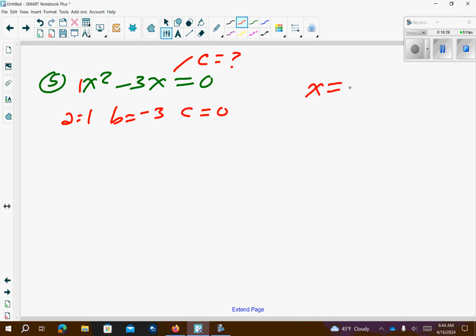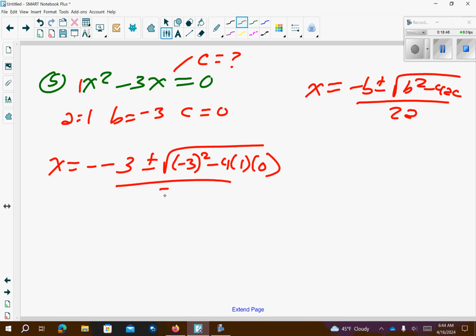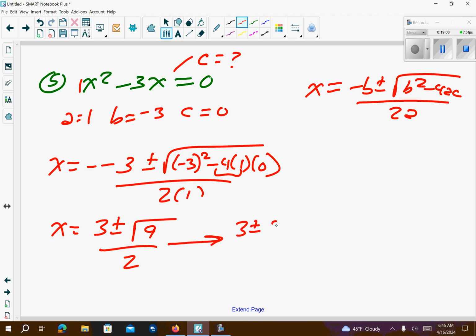So x equals negative b plus or minus square root b squared minus 4ac, all divided by 2a. So x equals negative 3 plus or minus square root negative 3 squared minus 4ac, all divided by 2a. Clean it up. Negative 3 is positive 3, plus or minus 9. Negative 4 times 1 is negative 4. Negative 4 times 0 is 0. So 9 minus 0 is just 9 still. So square root of 9 is 3.